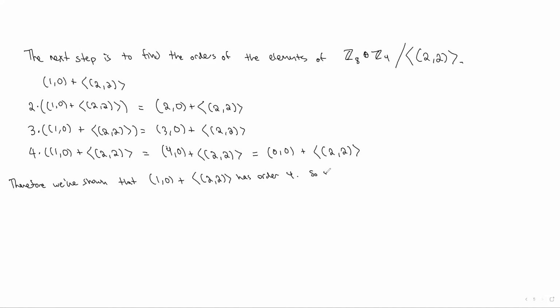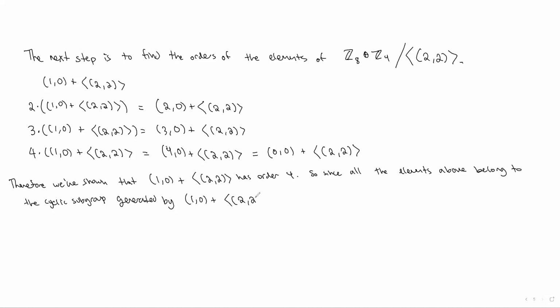So since all the elements above belong to the cyclic subgroup, I could just figure out their orders from scratch. That's fine too, but I'm lazy, so I'll look for a shortcut. They all belong to the cyclic subgroup generated by (1,0) + <(2,2)>. So we can figure out their orders with very little extra work.